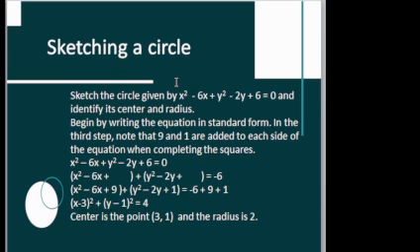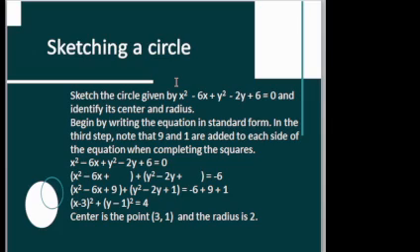We have to add 9, and for y, half of negative 2 is negative 1, and negative 1 squared is positive 1. And since whatever we add at the left side of the equation is the same number we add at the right side of the equation, that's the addition property of equality. So we have now completed the squares.